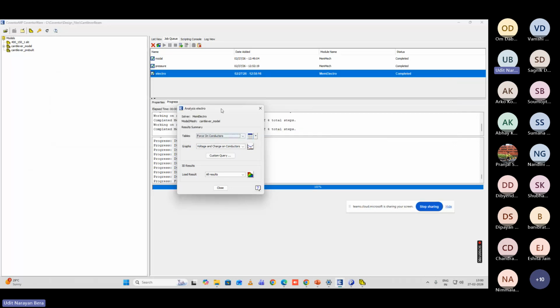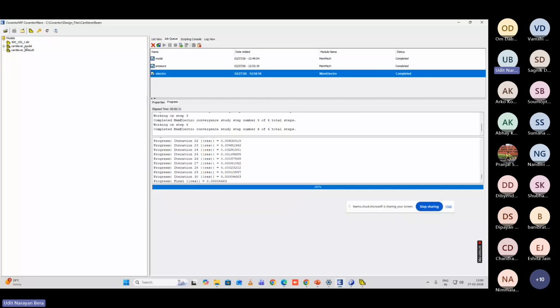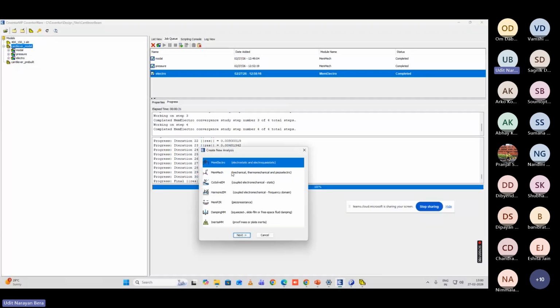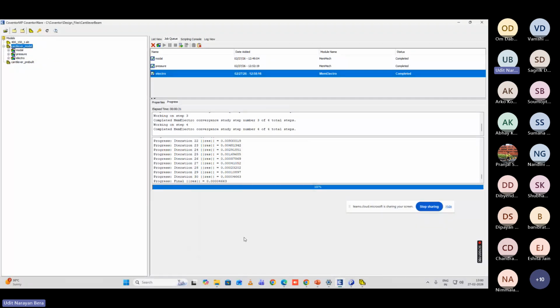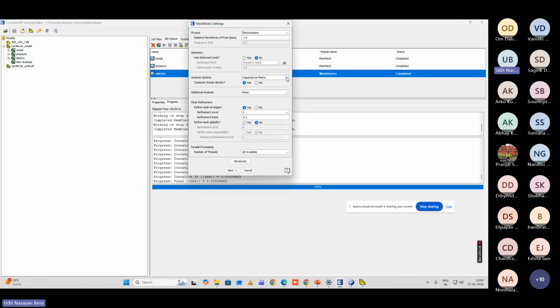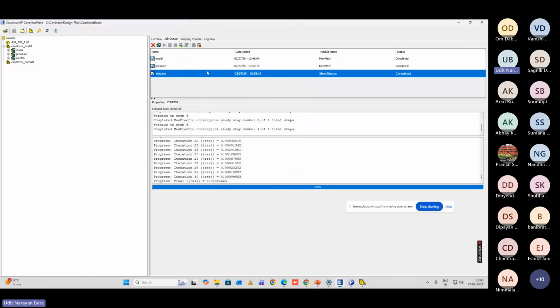Using this MEM electro, if you want to do the same again, here, new analysis, and go for MEM electro, and then you can use the capacitance matrix. If you want to check the capacitance between the electrode and your cantilever, then you will get a different kind of result. I mean, you can also check the capacitance level using this MEM electro. I'm not performing it here, but that is also possible.